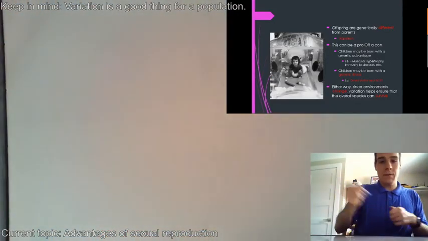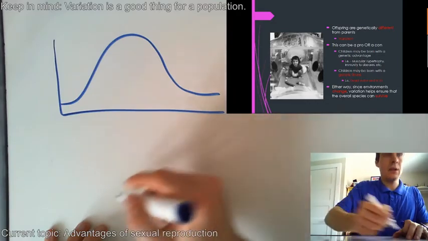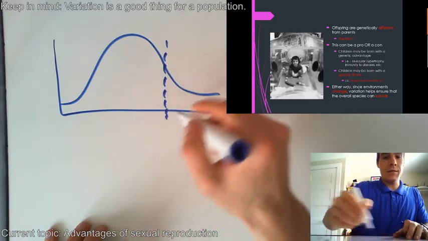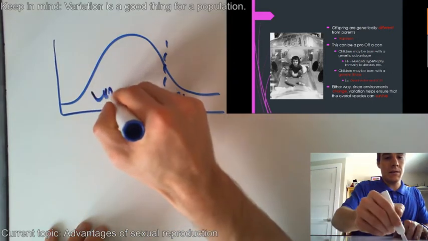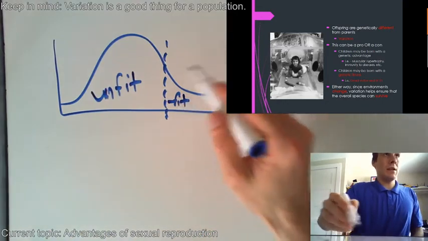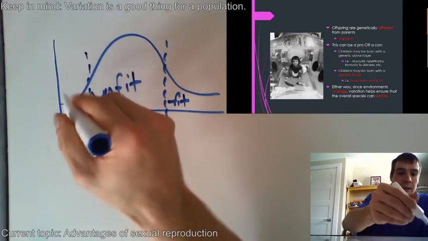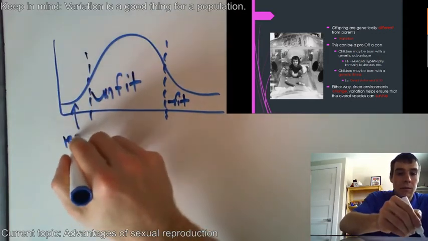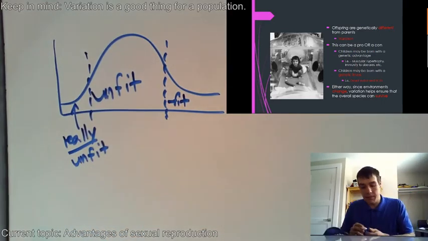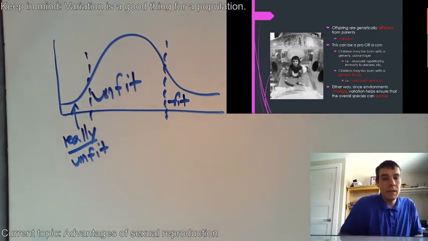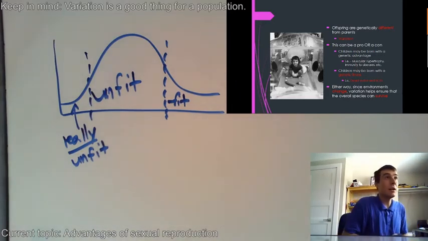It's a curve. So variation is good, but it means, if these guys live, if these guys are fit, these guys are unfit, having extra variation means you have more chance of this happening, but it also means that you have an equal chance of these guys happening, the really unfit. Now, of course, we're talking about reproductively unfit. So yeah, with sexual reproduction, you get that nicer curve, that bigger, wider curve.